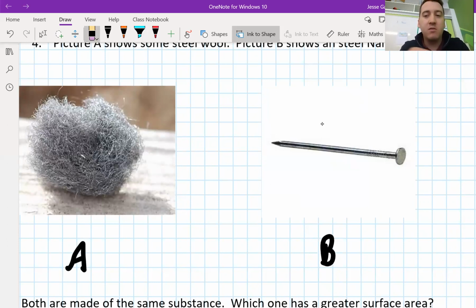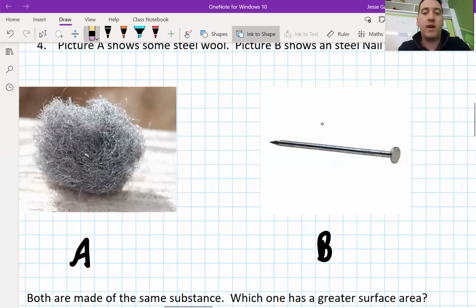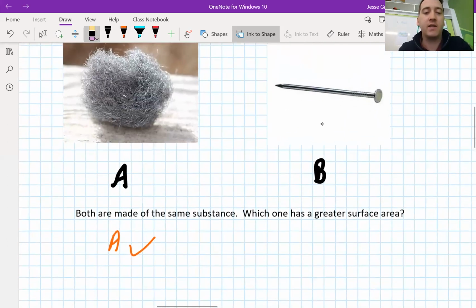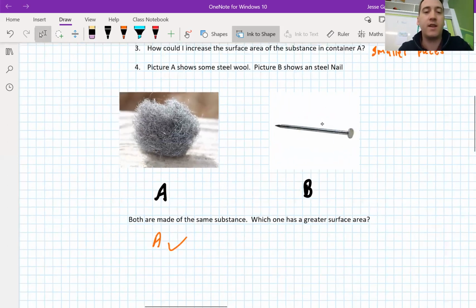Whereas this is much more like shredded up, much more finely. You've got many, much more skinny fibers. So much more of the substance is actually exposed because it's narrower or it's smaller. The particles are thinner or narrower or smaller. So it has a greater surface area. A has a greater surface area. Well done if you said that.